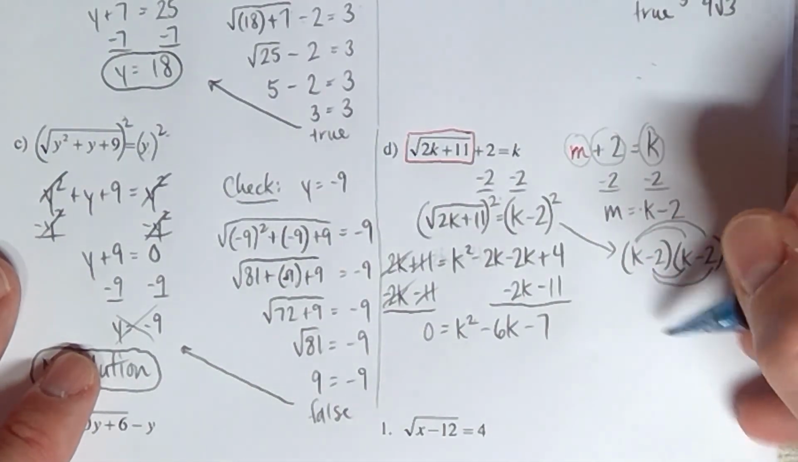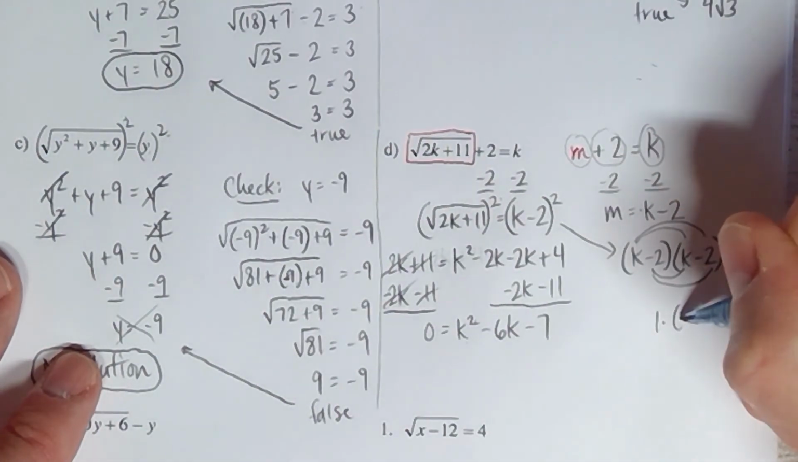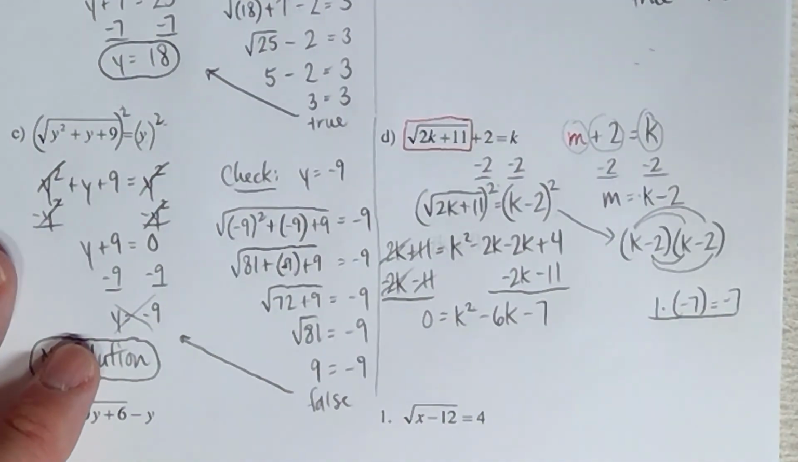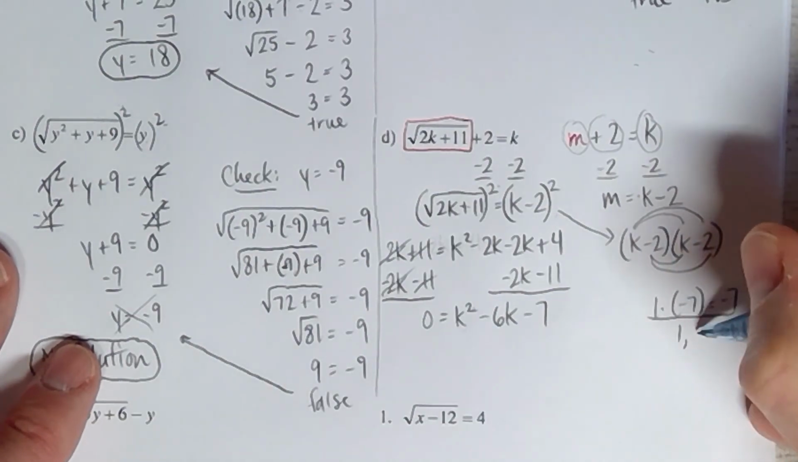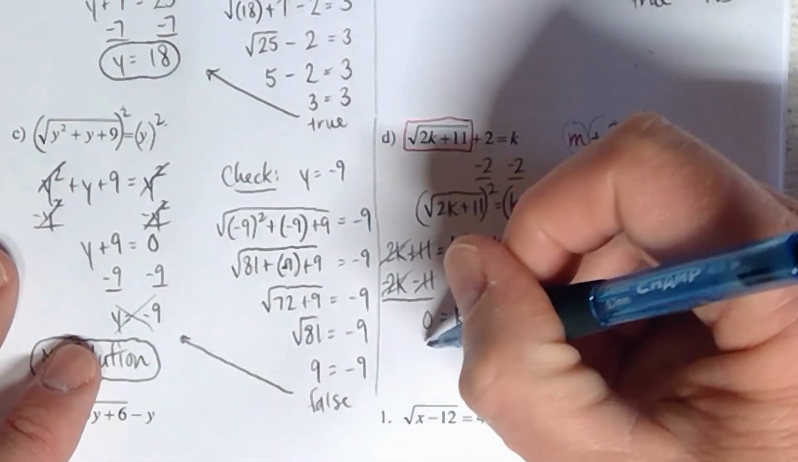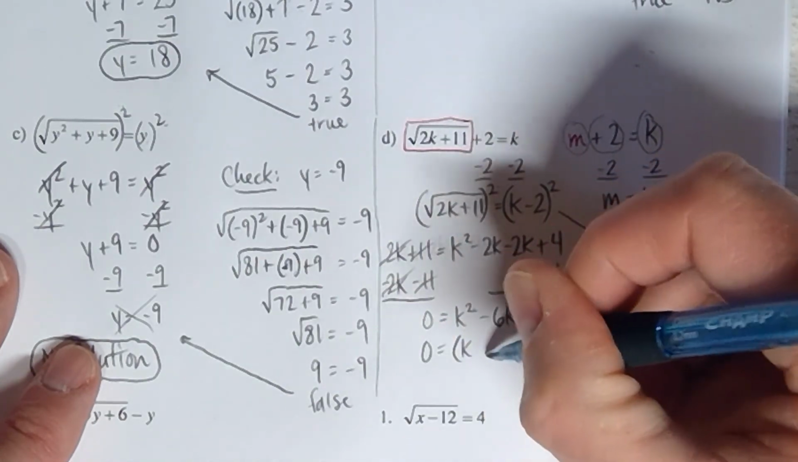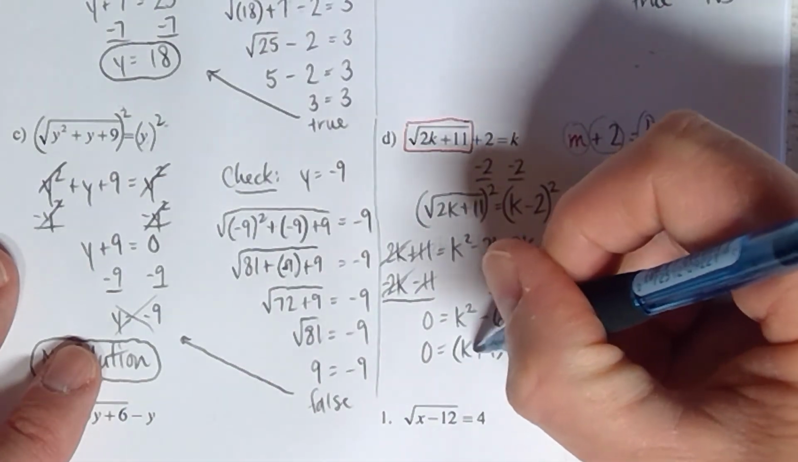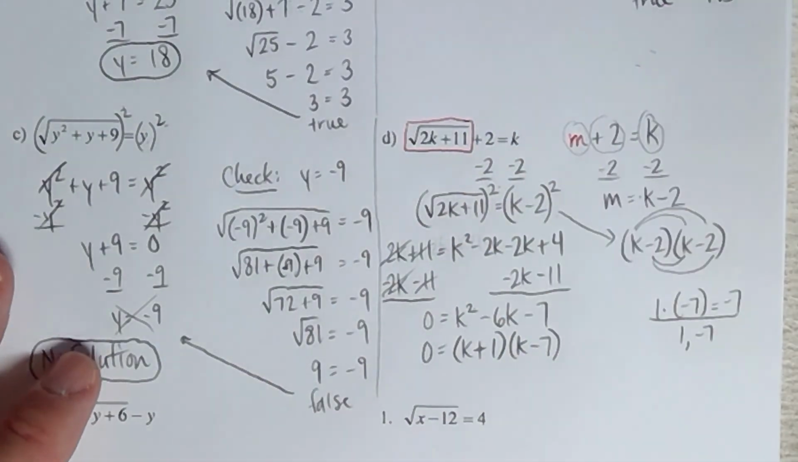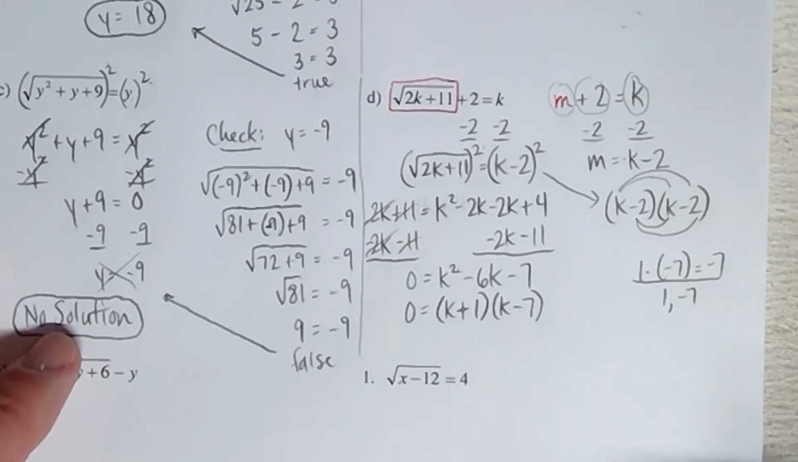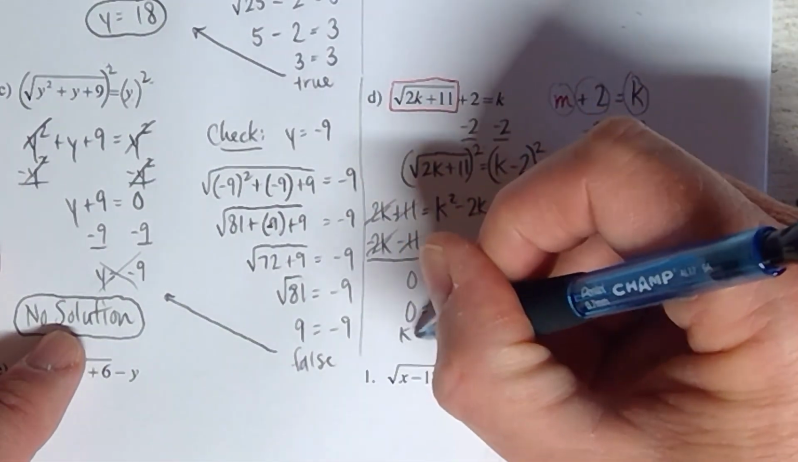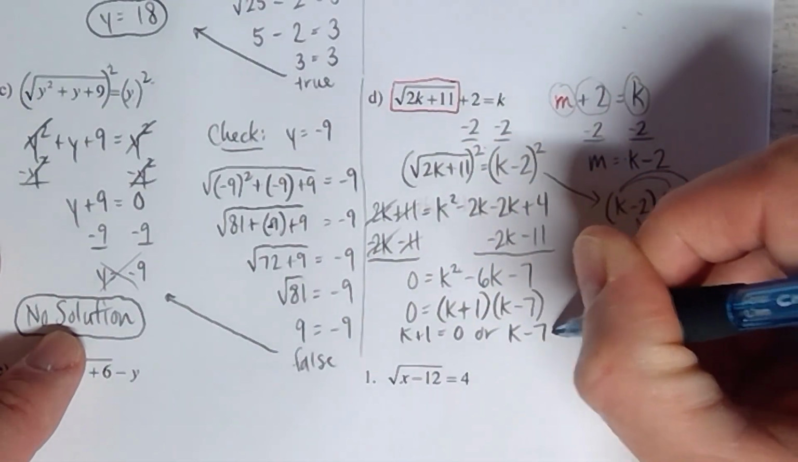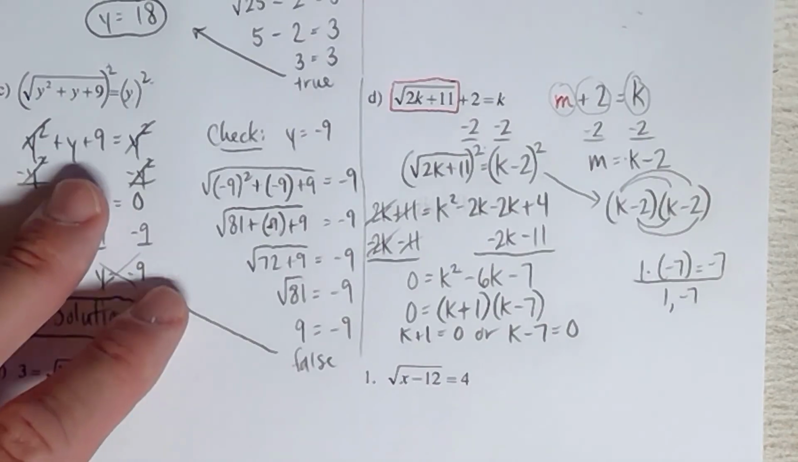So let's do the Berry method. 1 times negative 7 is negative 7, and what 2 numbers add up to negative 6 in the middle right there? Well, that would actually be 1 and negative 7, wouldn't it? So factoring that, we get k plus 1 and k minus 7. Like that. Set those equal to 0 there, and we get k plus 1 equal to 0 or k minus 7 equal to 0.